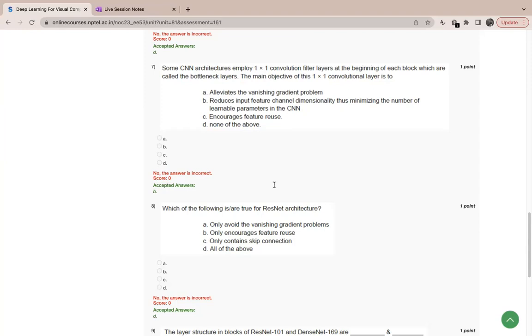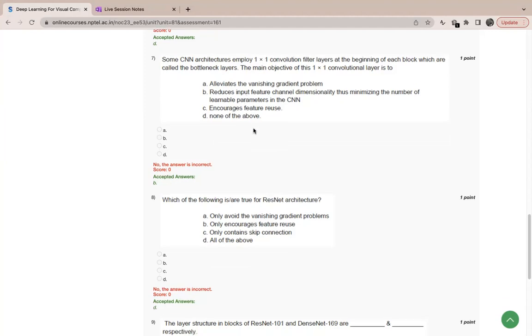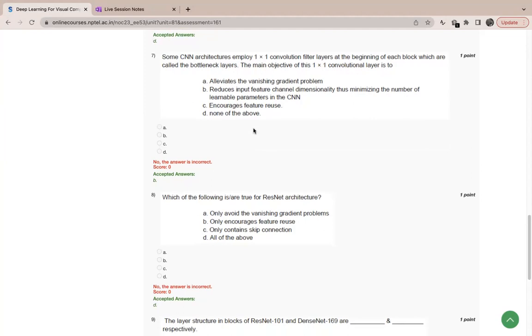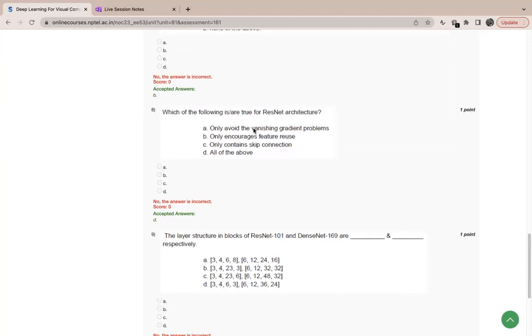So if you just want to reduce the channel dimensions, so that you will minimize the number of learnable parameters, then you can go for it. Encourages feature reuse? No. So the answer is B, reduces input feature channel dimensionality, thus minimizing the number of learnable parameters in the same. Which of the following is true for the ResNet architecture? Only avoids vanishing gradient problems, only encourages feature reuse, only contains skip connection.